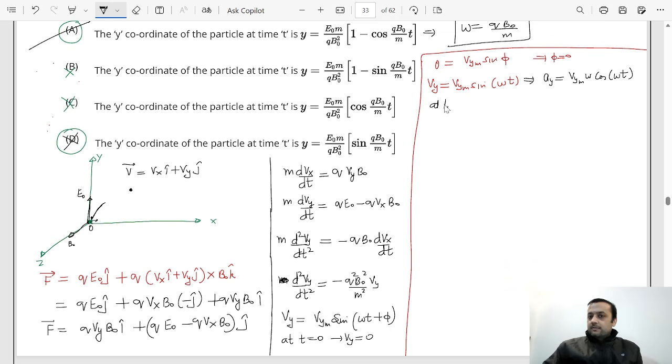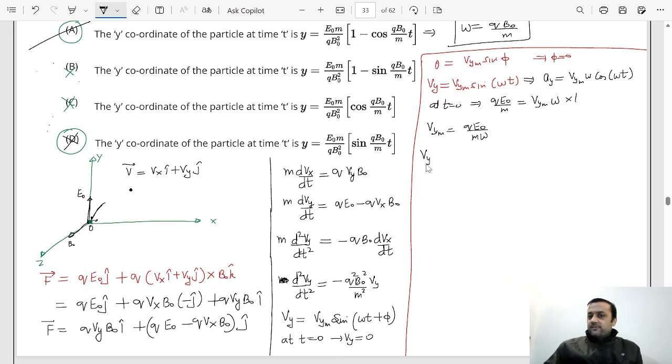At time equals 0, this a_y becomes what? q E0 by m. This is the value of a_y. This becomes v_ym into omega, and at time 0, cos omega t becomes 1. Hence, we get the value of v_ym as q E0 by m omega.